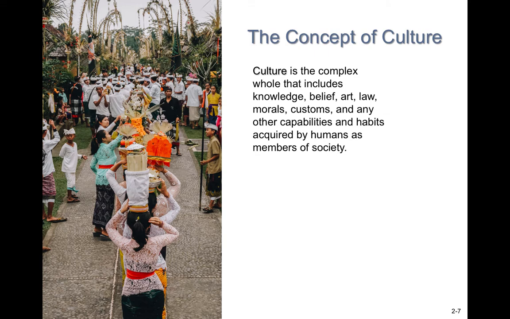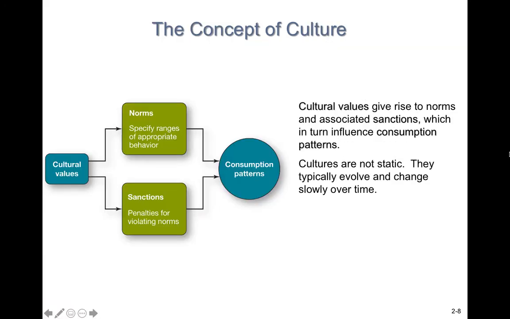Culture is a complex whole that includes knowledge, belief, art, law, morals, customs, and any other capabilities and habits acquired by humans as members of society. Culture provides the framework in which individuals and household lifestyles evolve. Culture operates by setting loose boundaries for individual behavior. The boundaries that culture sets on behavior are cultural norms, and these norms specify or prohibit certain behaviors in specific situations. For example, wearing a bikini to church may be offensive, but it's not against the law.